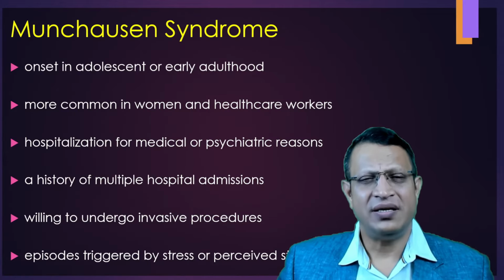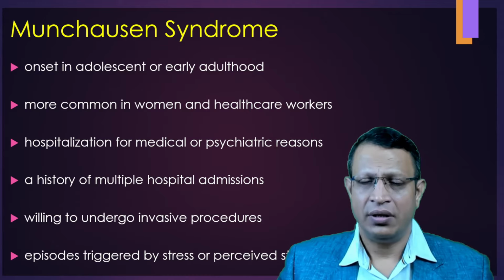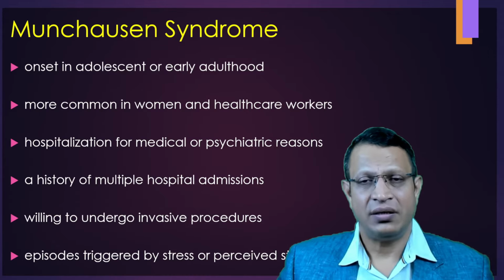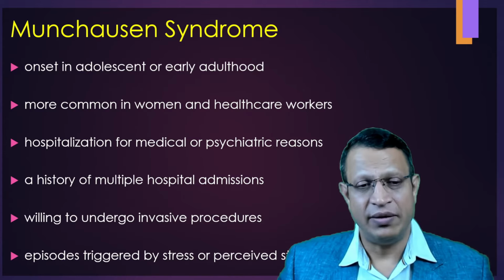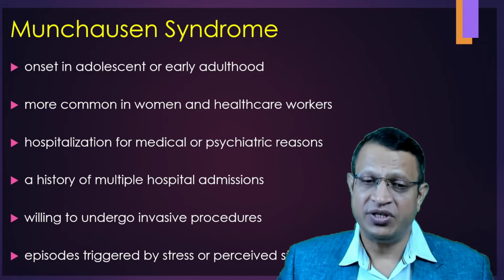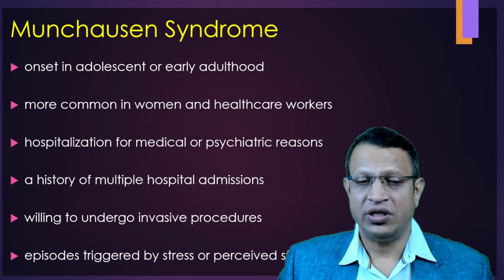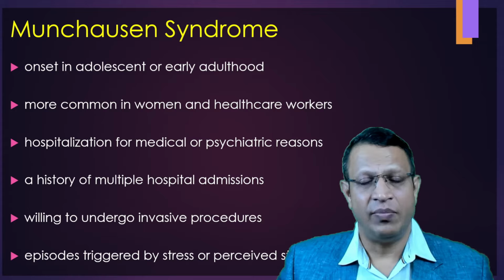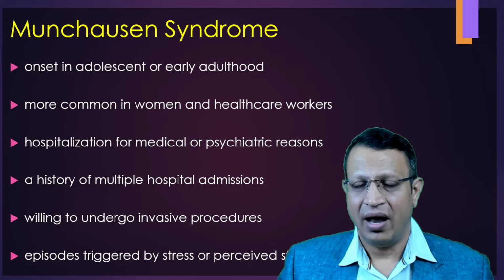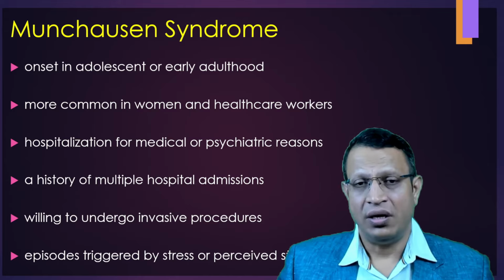Invariably, the onset is in adolescence or early adulthood. Majorly, it affects females. Many studies have said 3:1. That means for every 3 females affected, 1 male may be affected. Most of them are healthcare workers. Hospitalization in the medical ward or maybe the surgical ward can be seen. A history of multiple hospital admissions is well known. They are willing to undergo any invasive procedure, whether diagnostic or therapeutic. And these episodes are triggered by various stress and also emotional turmoil.